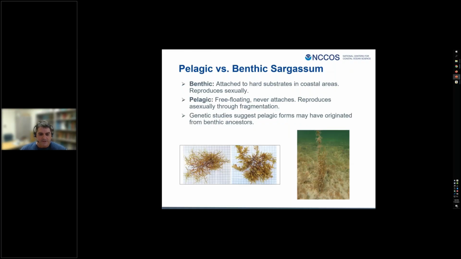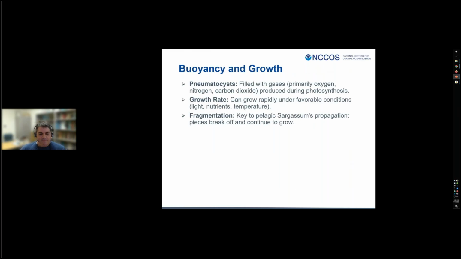I already mentioned the two distinct forms, benthic and pelagic. The benthic are found attached to hard substrates in shallow waters and reproduce sexually. The pelagic forms are naturally free-floating, reproduce asexually by fragmentation, and it's believed from genetic studies that pelagic Sargasso evolved from benthic ancestors. The gas bladders, or pneumatocysts, are a key feature of the Sargasso species, but so is their ability to grow fast when light and nutrients are abundant and the temperature is optimal. Combine this with Sargasso reproduction by fragmentation, and you have the key to their ability to propagate vast and wide.